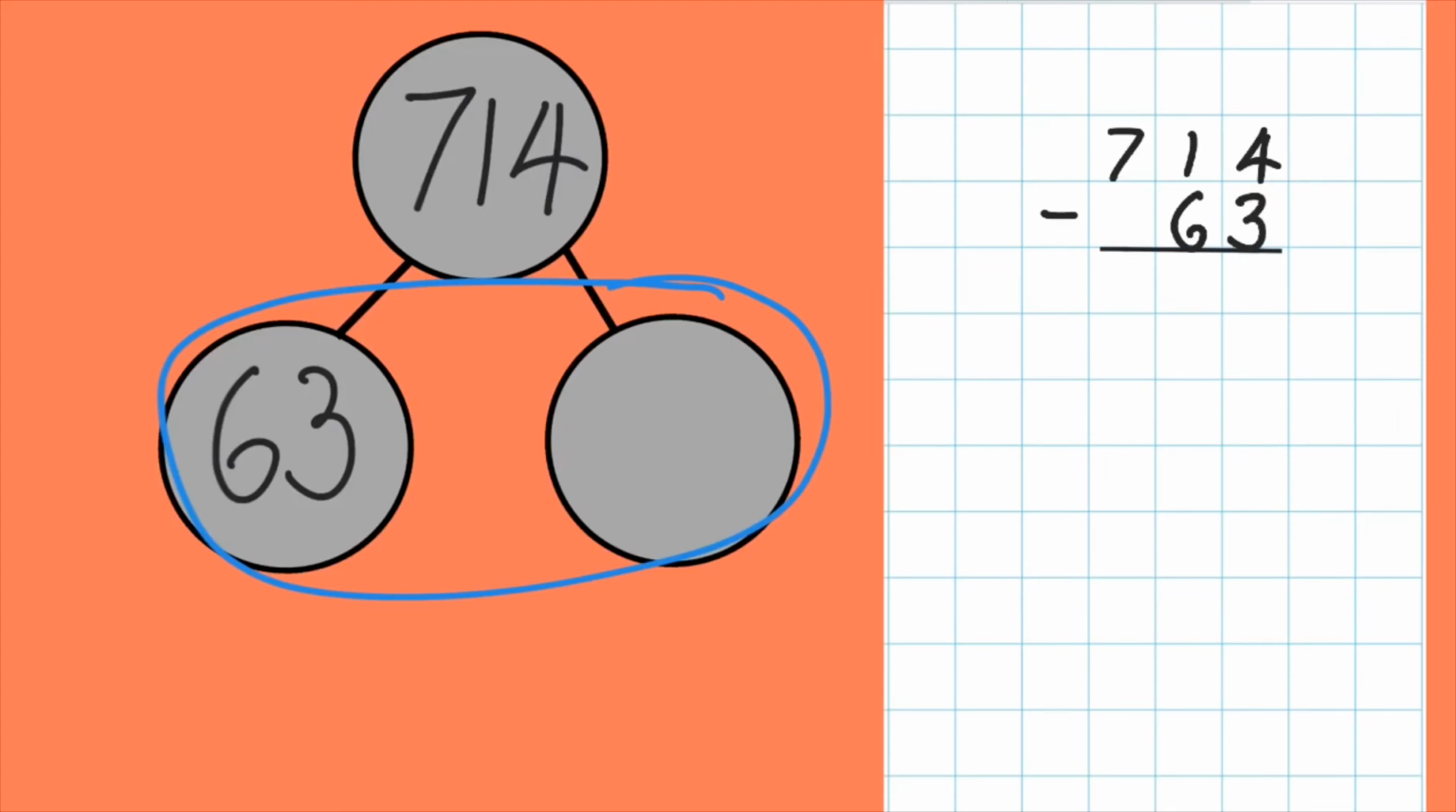4 minus 3 is 1. 1 minus 6 I can't do, so I'm going to exchange. 11 minus 6 is 5. 6 minus nothing is 6. So our missing number is 651. So using the inverse operation, using the opposite, I can find missing numbers.